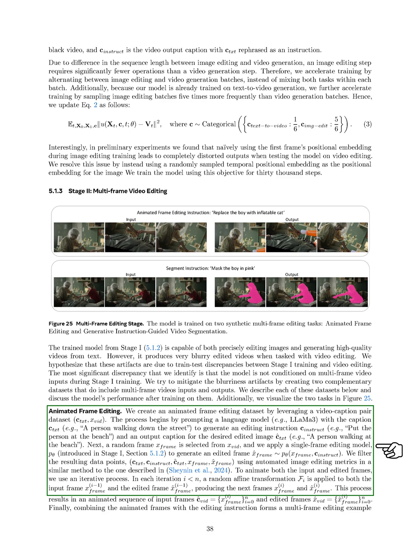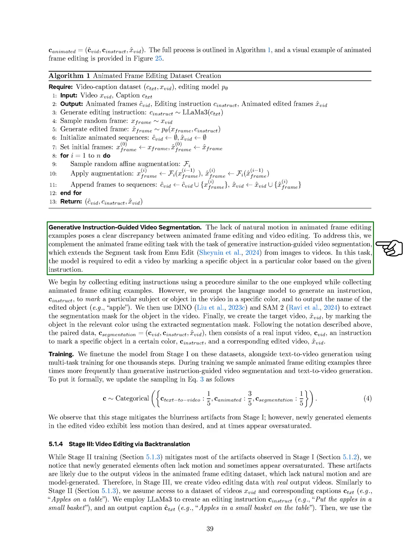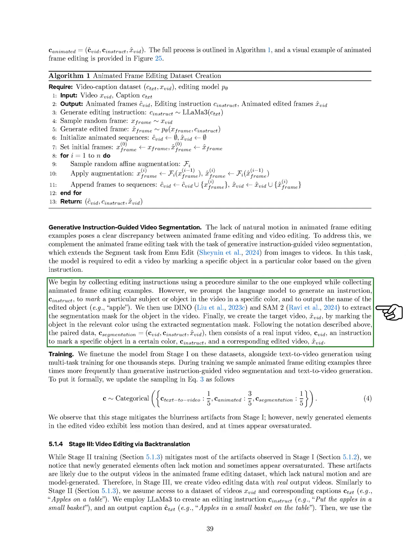Generative instruction guided video segmentation. To enhance the naturalness of our examples, we introduce generative instruction guided video segmentation. In this task, the model marks a specific object in a video based on given instructions. We collect editing instructions similarly to the animated frame editing examples, but we focus on marking objects in specific colors. We extract segmentation masks for the objects and create the target video by marking them accordingly.